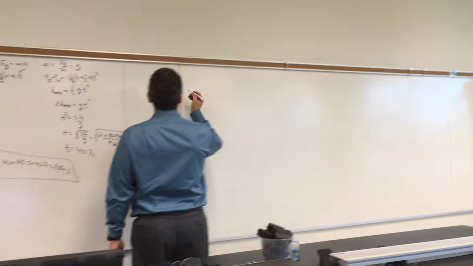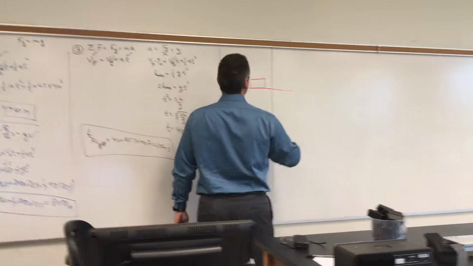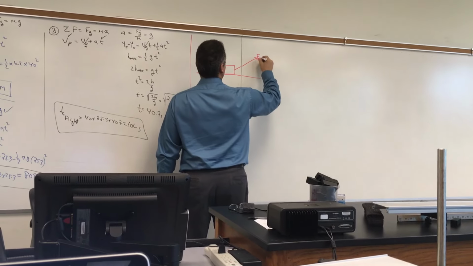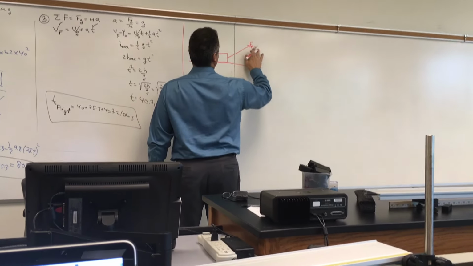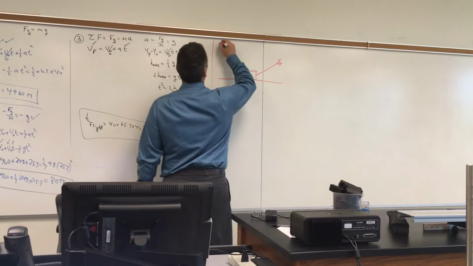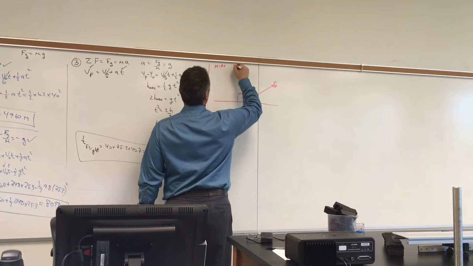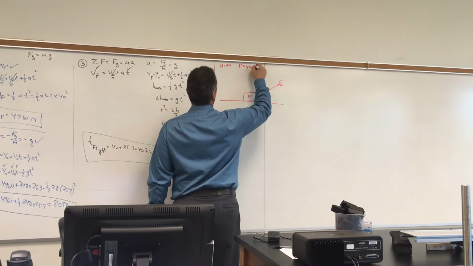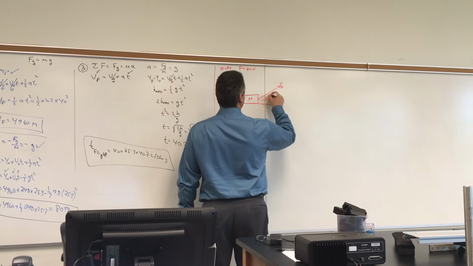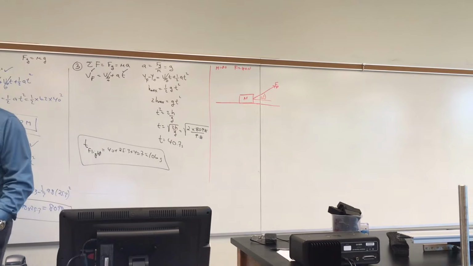Okay, so we have a block sitting on a platform, and there's a force pulling on the block, right? Let's call it FP, representing pulling. Okay? And here's the mass of the block. What was the mass? 20 kilograms? 20. Okay. And then the force is 40. And this pulling is making an angle of 60 degrees to the horizontal.